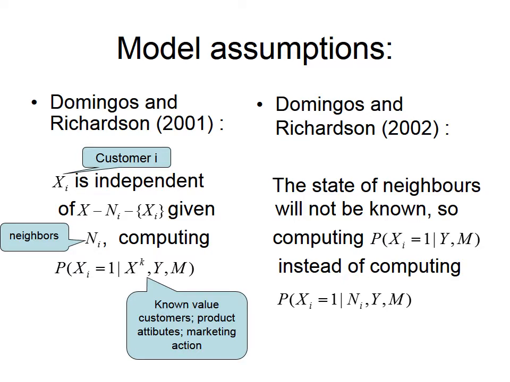And since in this model, they assume the probability of whether customer i buys the product depends on these three variables: xk, which represents customers whose value is known, and y, the product attributes, and m, marketing action. Therefore, we will need to compute the probability of xi given xk, y, and m. In another paper, since the purpose of this paper is to calculate the optimal marketing plan for a product that has not been introduced to the market, in this situation, the state of the neighbors will not be known. So, we only compute probability of xi given y and m instead of probability of xi given Ni, y, and m.